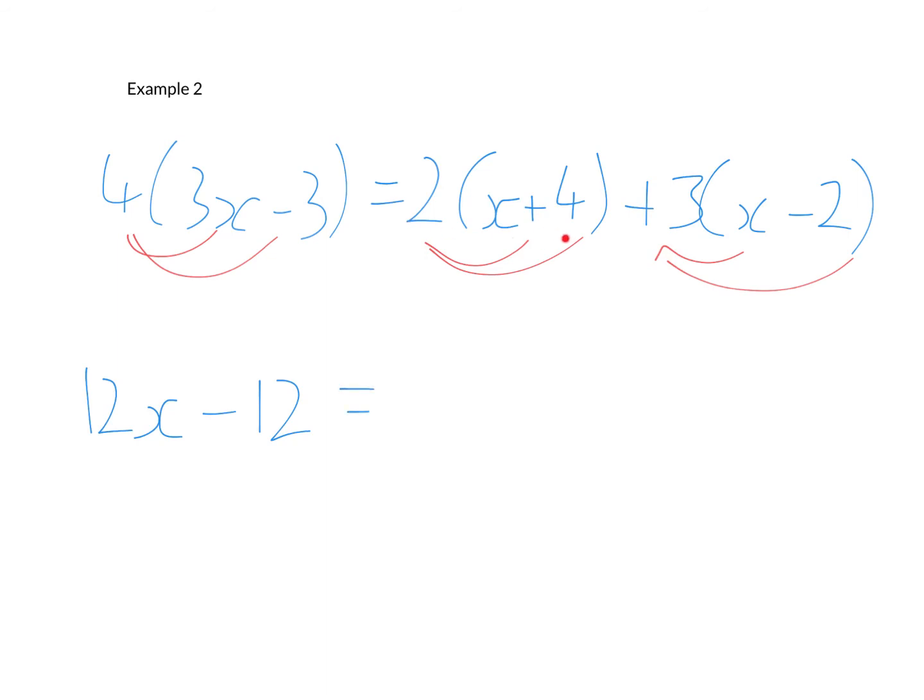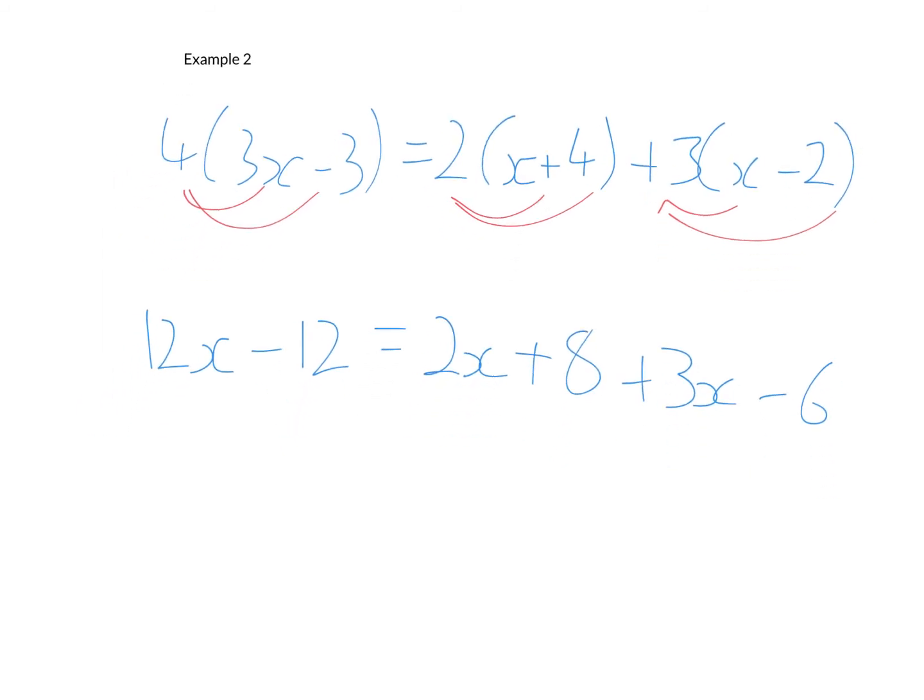Over to the right hand side, let's deal with this first bracket, and then we'll deal with the second one afterwards. So 2 times x is 2x, 2 times 4 is 8. That's this first bracket done. Now we'll move on to the second one. 3 times x is 3x, and 3 times minus 2 is minus 6. Again, a plus times a minus gives us a minus.